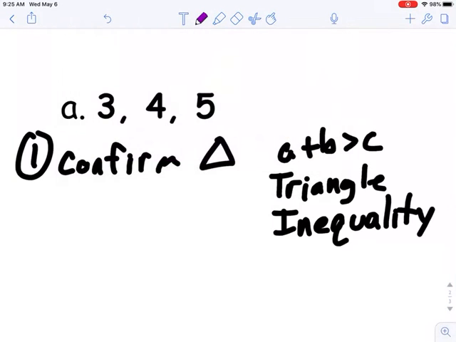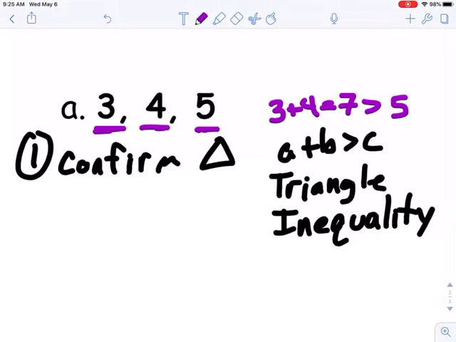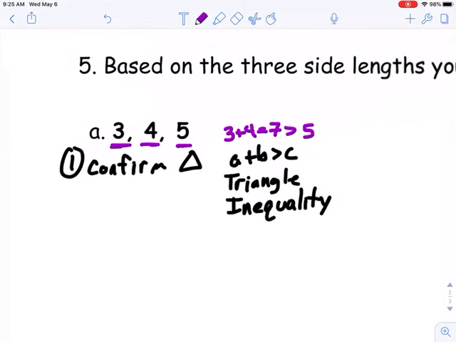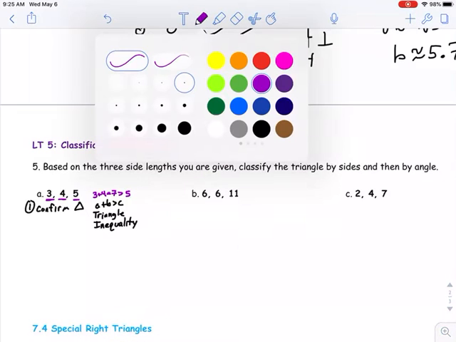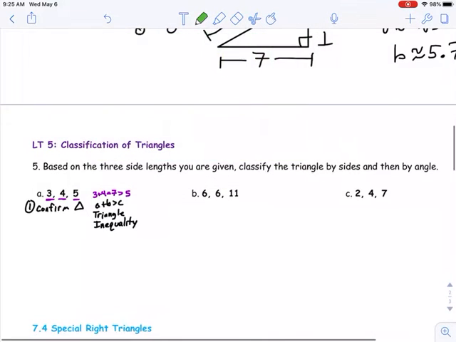So basically that just says pick your two smaller sides, in this case 3 and 4. They must add up to be greater than the biggest side, 5. So yes, you can make a triangle with this. Alright, do I have to see this work every single time? No. But it's a good habit to form.